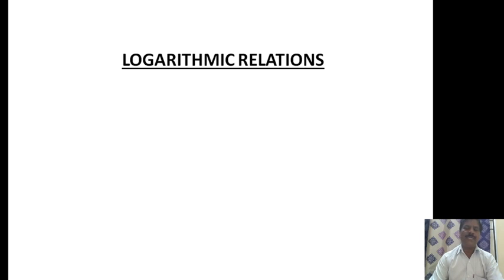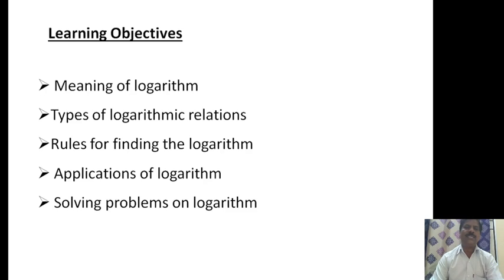Now, what are the objectives of this session under the heading learning objectives? We can define the meaning of logarithm. Second one is types of logarithmic relations. Third one is rules for finding the logarithm. Fourth one is applications of logarithm in chemistry. And fifth one is solving problems on logarithm. This we have to discuss in this session.